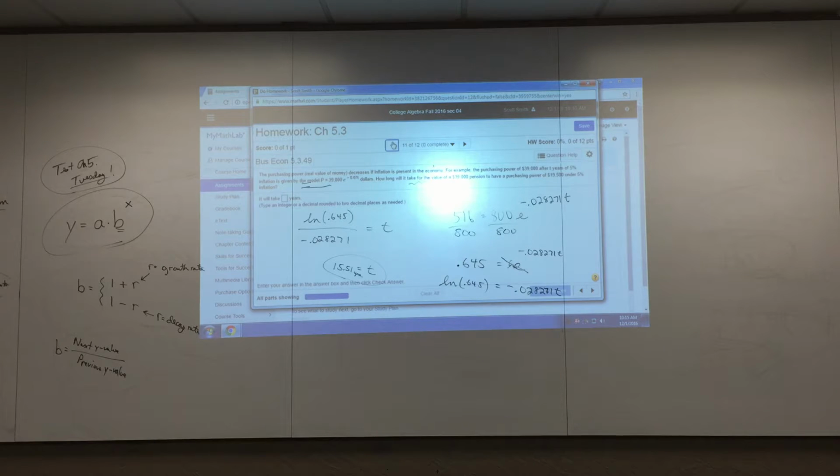Yeah, same kind of thing here. You can read all that if you want to, but basically you're going to solve an equation. This is complicated. Look at the problem. Let's see what this says.